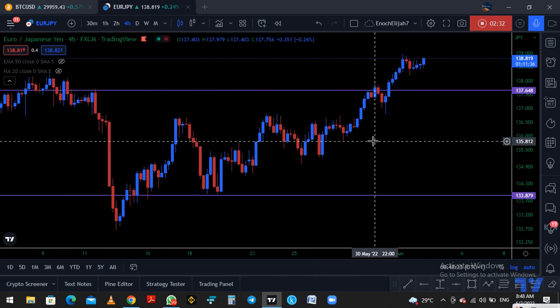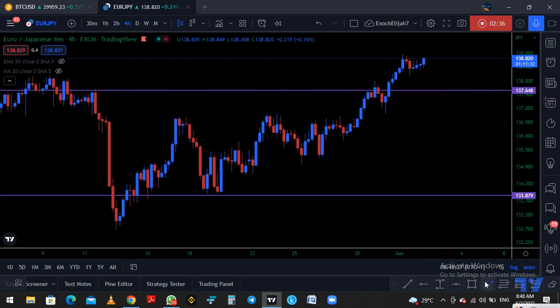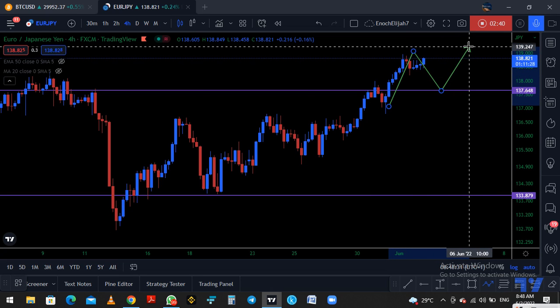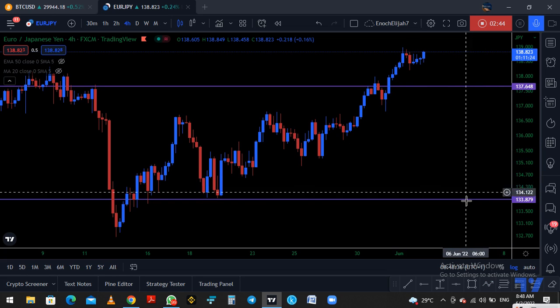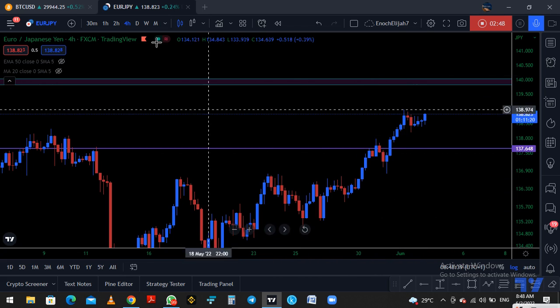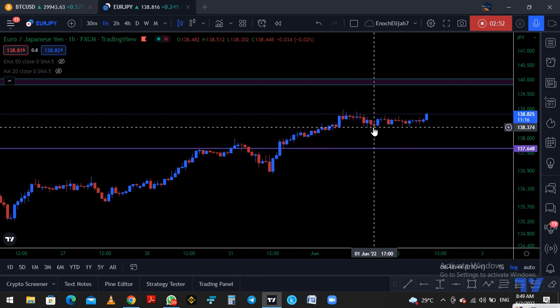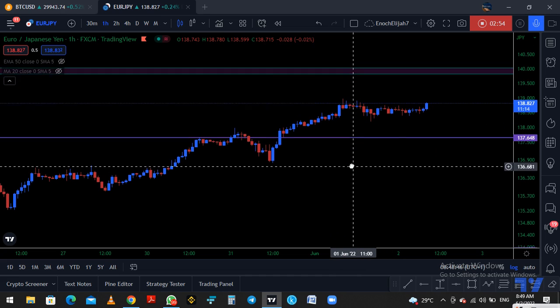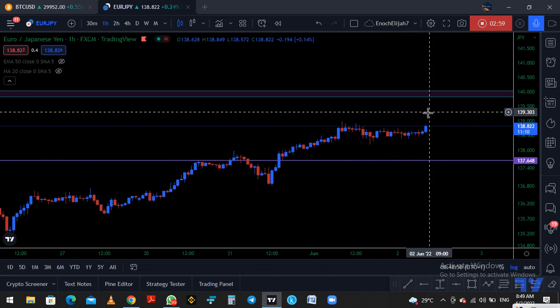I'm looking for a pullback entry back to this zone, like this, and taking my buy up to the next resistance I have right there. But it may not happen. If it does not happen, I will be open to take a buy if there is a breakout of this resistance zone and a pullback to test it.